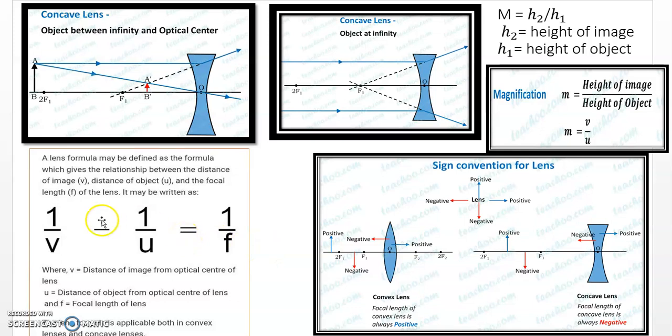So what is the lens formula? It is 1 upon V minus 1 upon U is equal to 1 upon F. V is the image distance, U is the object distance and F is called the focal length. The focal length for the convex lens will be positive because it is on the right side of the optical center. The focal length for the concave lens will be negative, because it is on the left side. Now based on this we will solve the sum.